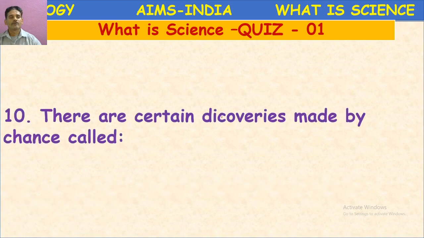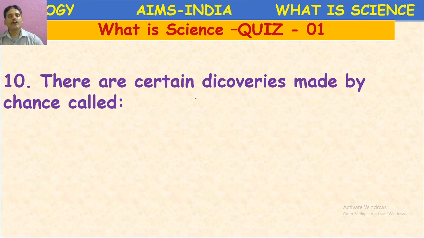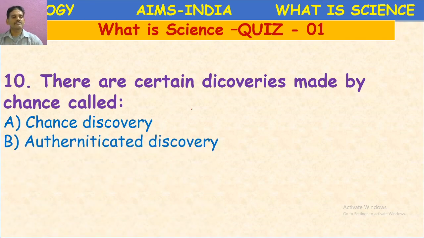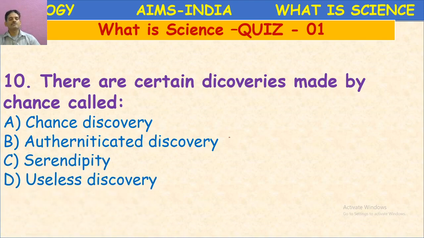Next, today's last question. There are certain discoveries made by chance. What they are called? Chance discovery, authenticated discovery, serendipity, useless discovery. So many scientists accidentally discover some new things. So such kind of discoveries are called, yes, C, serendipity. Serendipity means the discovery is made by chance, not a clear idea, but by chance the discovery took place. Such discoveries are called serendipity.